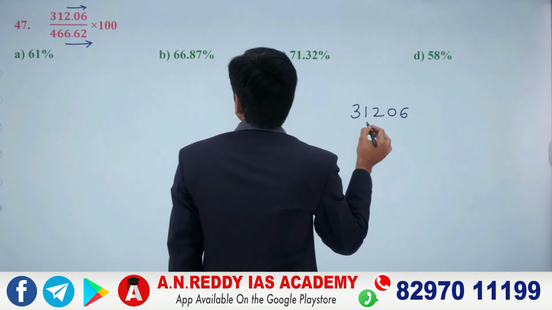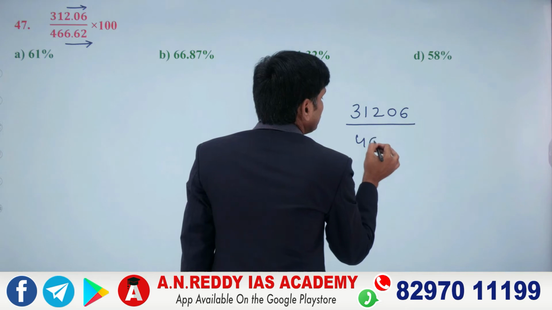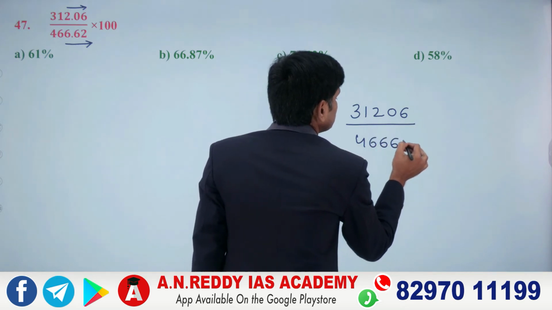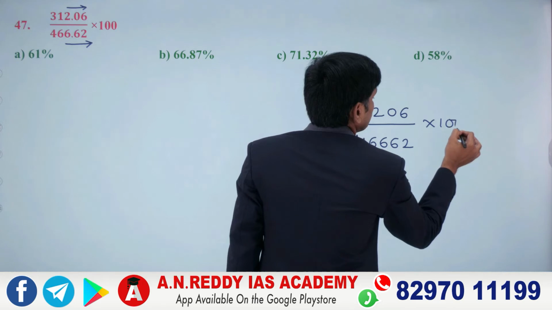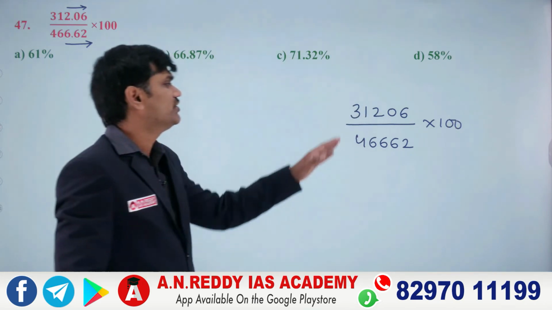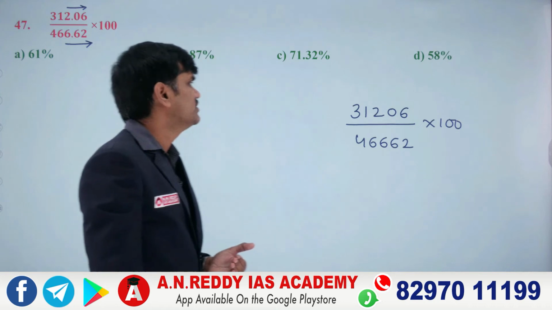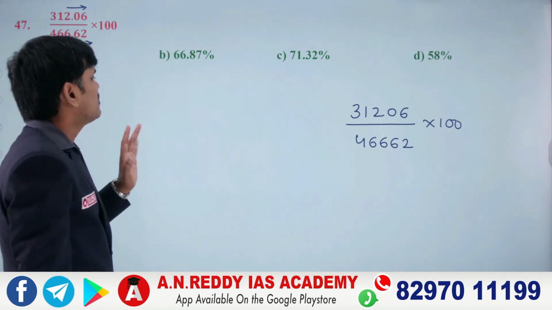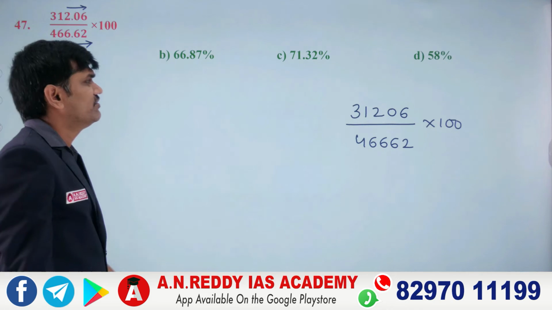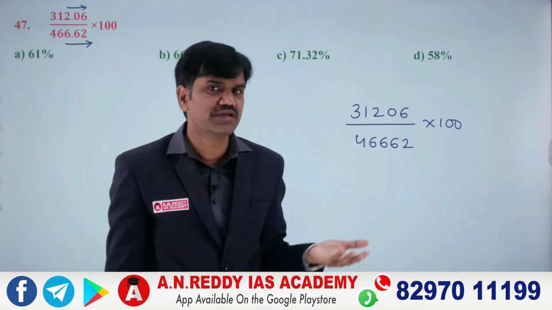So that will give you 31206. I have multiplied the numerator with 100. I am taking the denominator, that is 4662 into 100. So here what I did, I have multiplied both the numerator and denominator with 100. Now I will go for checking the answers. Now check out, dear. All the options are around 60%. So 58 to 71, I will directly jump to 60%, and from there on I will start thinking.